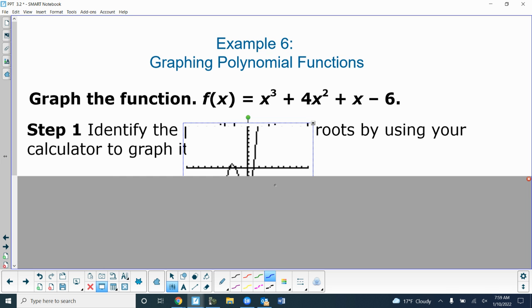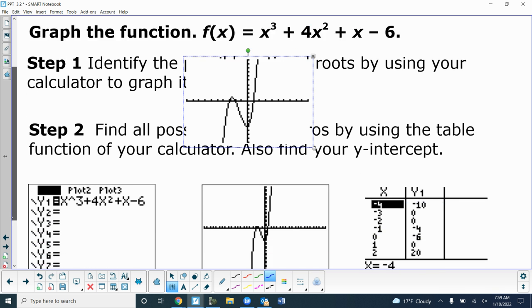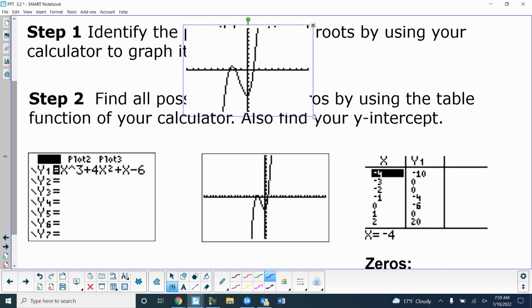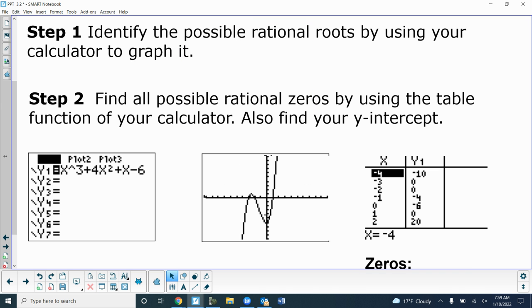So let me just get rid of this shade here. I think I've got it there. I like my picture better than that one. Oops. Let's get rid of that blue mark. Just cover that up with that.